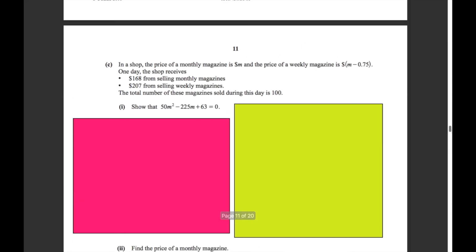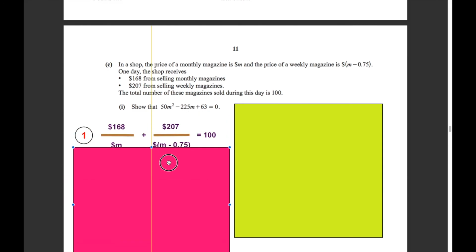Okay, we're almost done. So in a shop, the price of a monthly magazine is $M, and the price of a weekly magazine is M minus 0.75. So it's just 75 cents cheaper, okay? So one day the shop receives $168 from selling monthly magazines and $207 from selling weekly magazines. The total number of these magazines sold during that day is 100. So in total, they sold 100 magazines. So show that 50m squared minus 225m plus 63 is equal to 0.